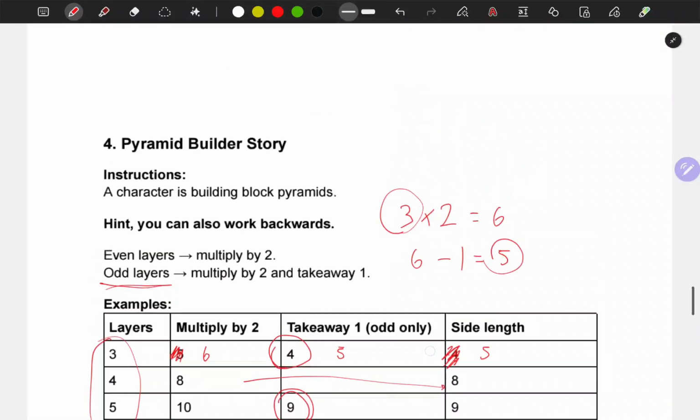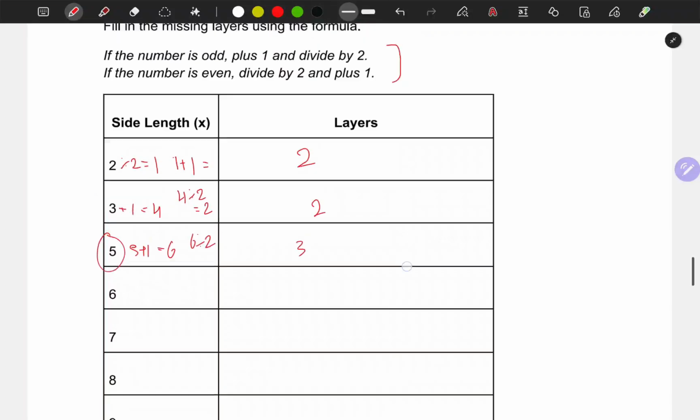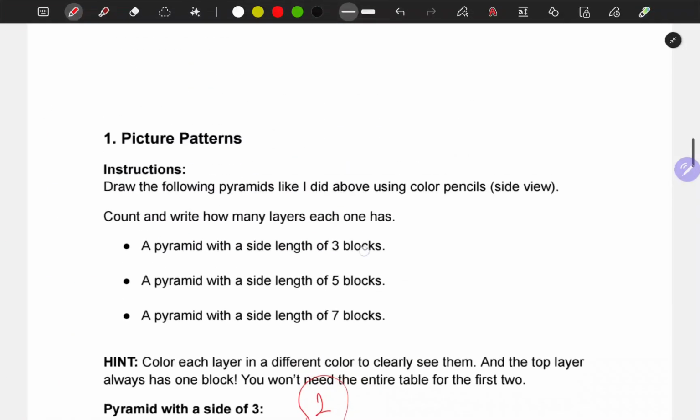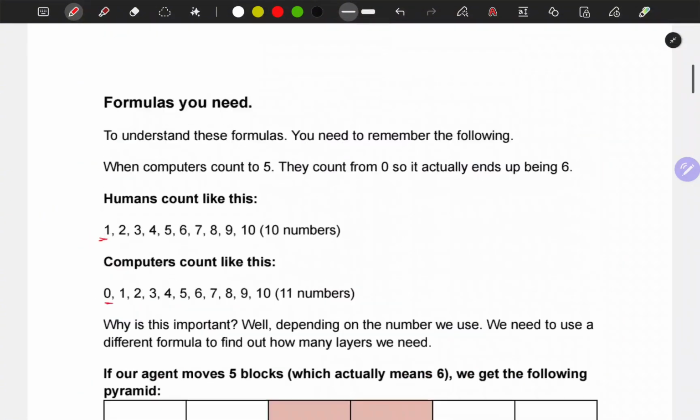Perfect. So that's all of the homework, and that's an explanation of what to do. Hopefully, that was very clear. And if you need anything, you can just reference part one, part two. It's all here in this worksheet for you.